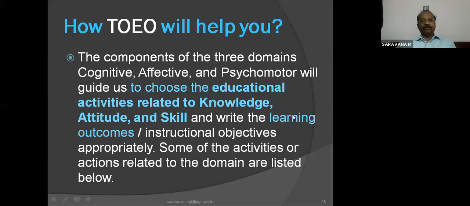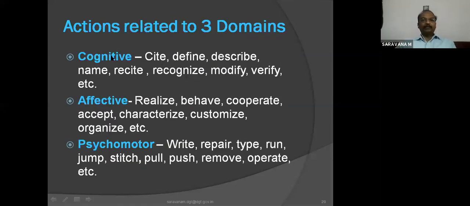So cognitive, affective domain. Cognitive में देखो so many terms are there: cite, define, describe, name. ये पूरा हमारा lesson में objective लिखने के लिए बहुत ज़रूरी है, cognitive knowledge related. और performance के लिए आप देख लीजिए, for related to skill, practical terms, action verbs: write, repair, type, run, jump, stitch, pull, push, remove, cut, copy, paste and all. This is psychomotor related. Or cognitive knowledge is define, explain, modify, verify, distinguish, differentiate and all. Affective domain may be realize, behave, cooperate, accept, categorize, customize, organize, etc.